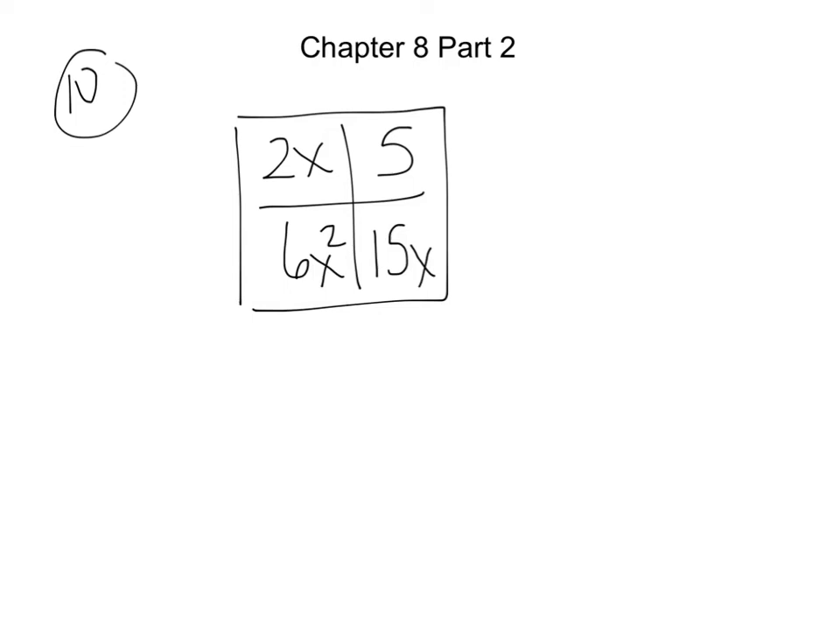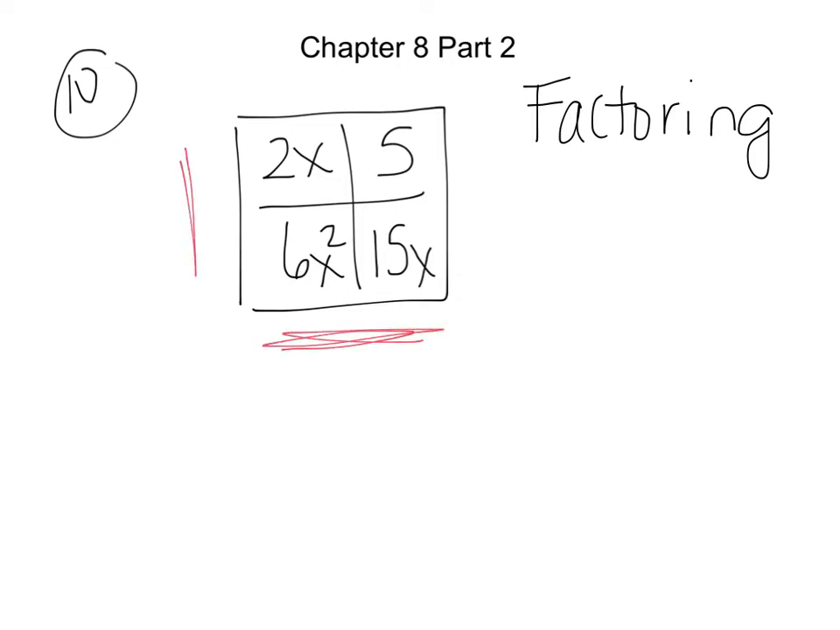In Chapter 8, Part 2, we are looking at taking generic rectangles and finding what goes on the outside. So this is called factoring. So we're breaking it down. So we are going to take a look at basically what the greatest common factors are. So we want to find out what's going to go here and what's going to go here so that we can multiply them to get inside that rectangle.